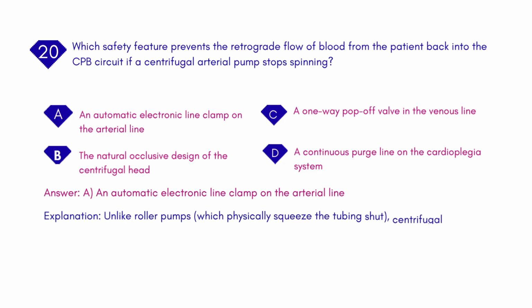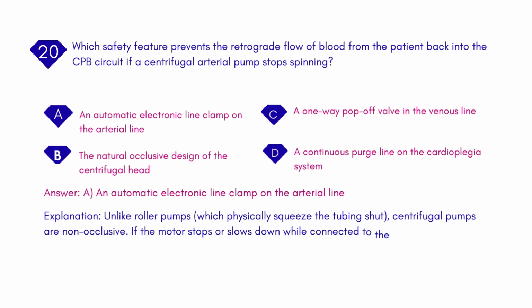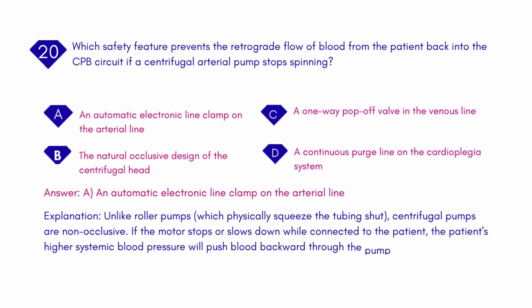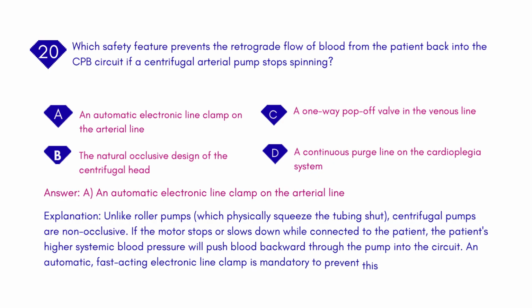Explanation: unlike roller pumps, which physically squeeze the tubing shut, centrifugal pumps are non-occlusive. If the motor stops or slows down while connected to the patient, the higher systemic blood pressure will push blood backward through the pump into the circuit. An automatic, fast-acting electronic line clamp is mandatory to prevent this sudden exsanguination.